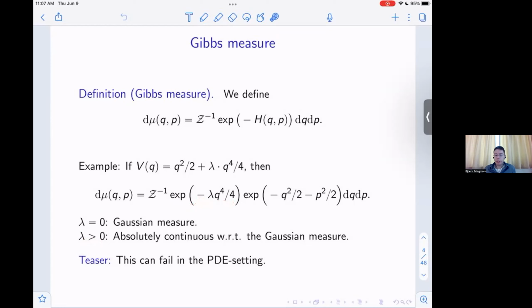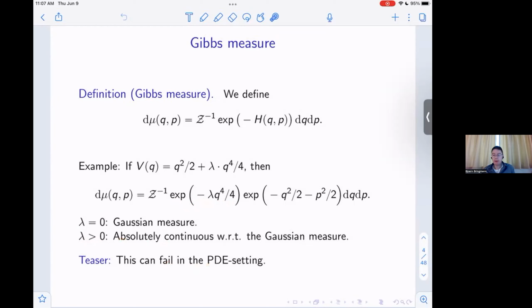Okay, so even if lambda is positive, this measure will no longer be Gaussian, but it will still be absolutely continuous with respect to the Gaussian measure. And it's a very strong form of absolute continuity, right? The density is not just L1, it's bounded, it's differentiable, it's everything you could hope for, right? Just kind of a teaser for a little bit later. This type of absolute continuity can actually fail in the PDE setting. Okay, so this is something that we'll encounter a little bit later.